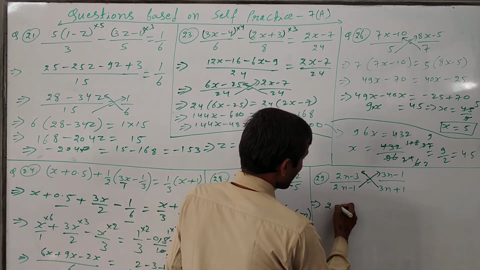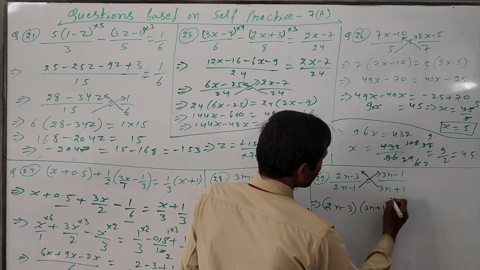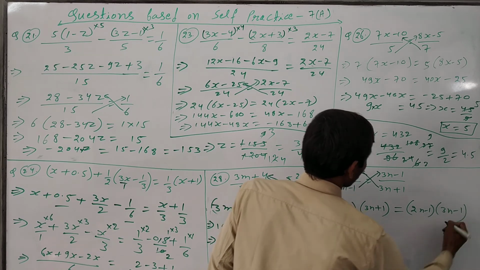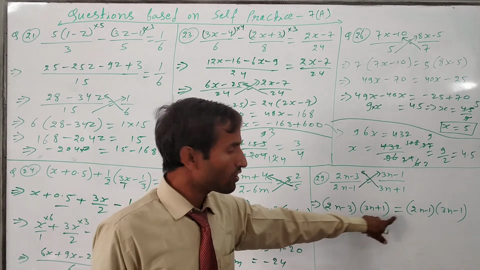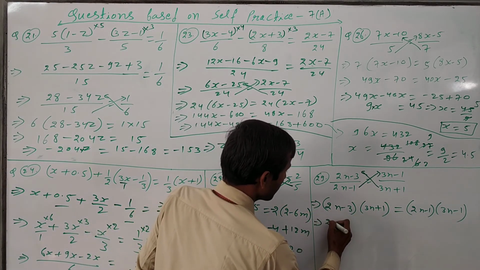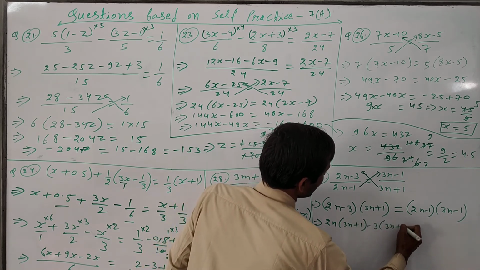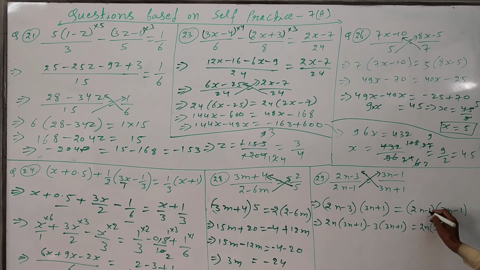So 2n minus 3, put here a small bracket 3n plus 1 equal to again this one 2n minus 1 and 3n minus 1. Okay, now multiply here this 2n to this whole and minus 3 to this whole like this. So we will write out 2n small bracket 3n plus 1 and minus 3 into 3n plus 1. Okay, after that again we have to multiply this 2n to this whole and then minus 1 to this whole. So just write out 2n into 3n minus 1. Okay, now minus 1 we have to multiply, then 3n minus 1.